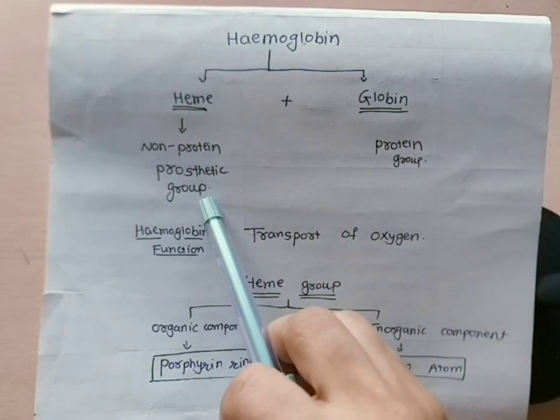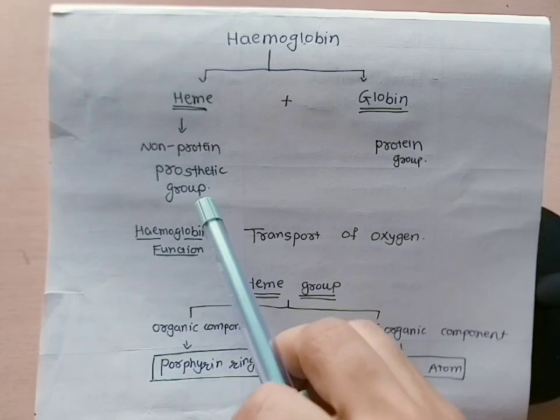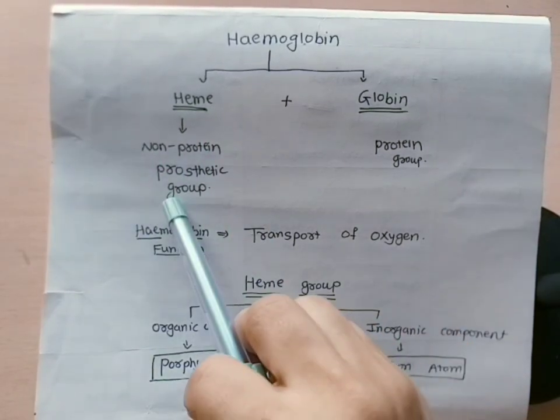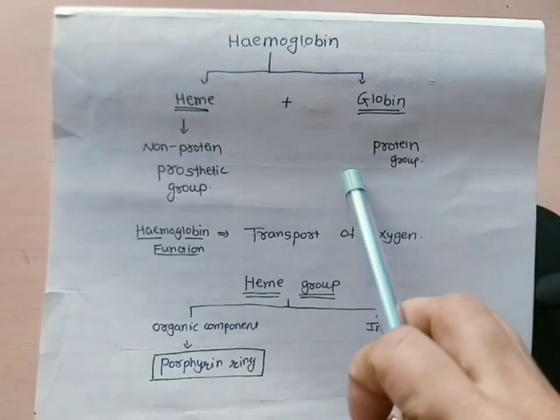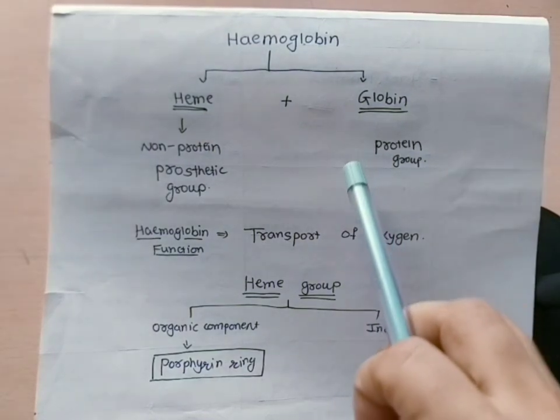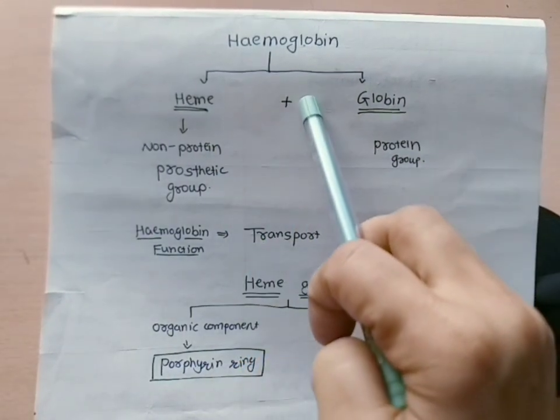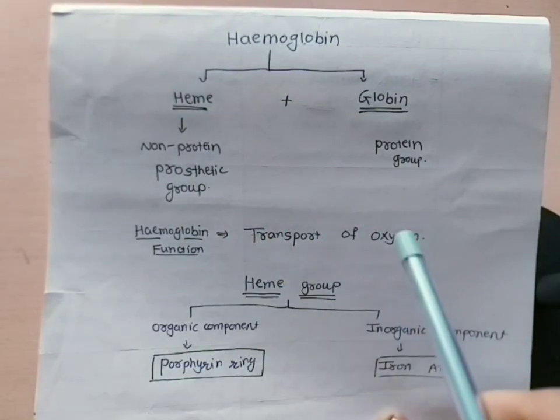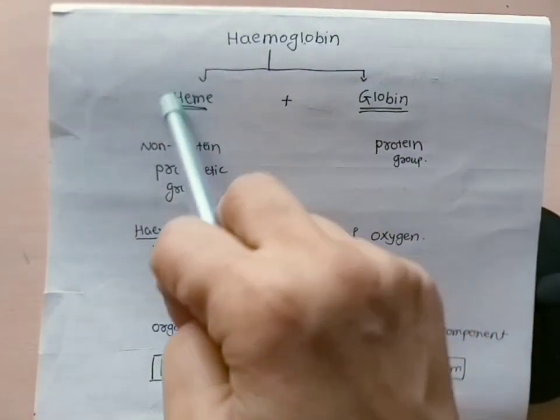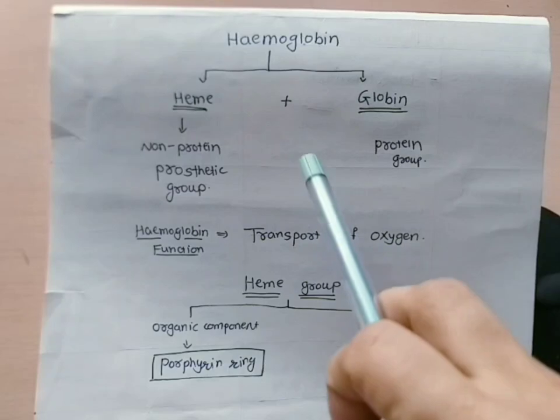What is the meaning of a prosthetic group? A prosthetic group is any group which is non-protein in nature, which is tightly associated with the protein, and which helps in the function of that protein. It is known as a prosthetic group. The function of hemoglobin is the transport of oxygen. So it is actually this heme group which binds with the oxygen.